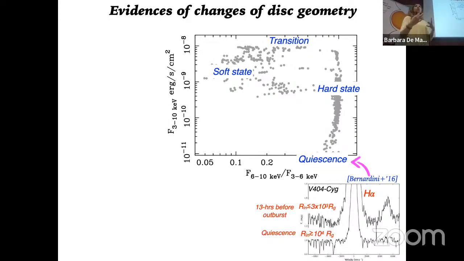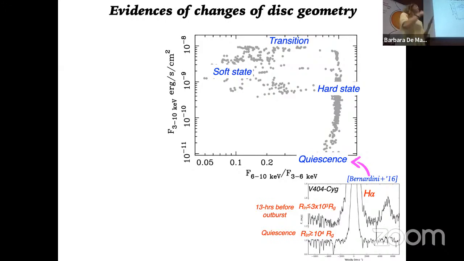So people are very much convinced that these models can work when the source is in quiescence or low in the hard state, and when the source is in the soft state. This is because we have observational evidences for this. This is one of those examples of observation that prove this scenario. Basically, this is one famous system that went into outburst, I think, 80 years ago, and then 70 years after.